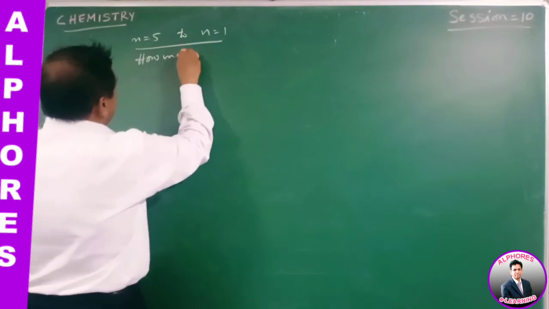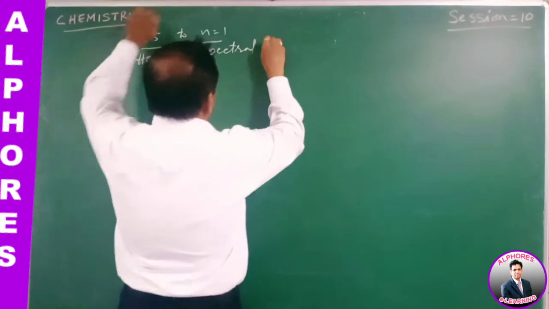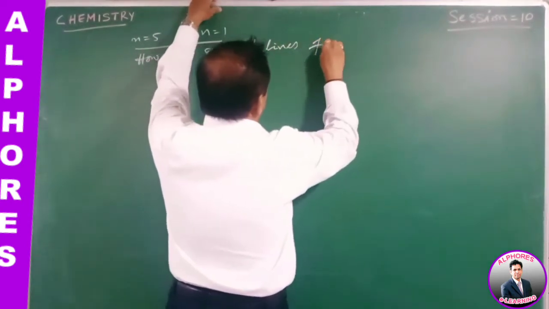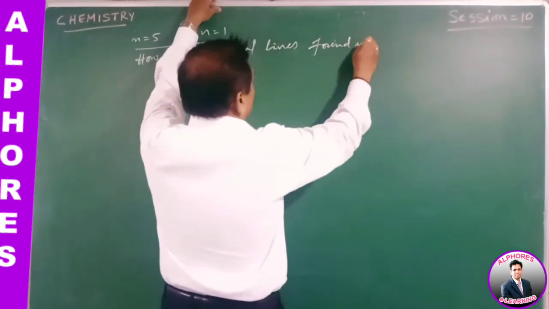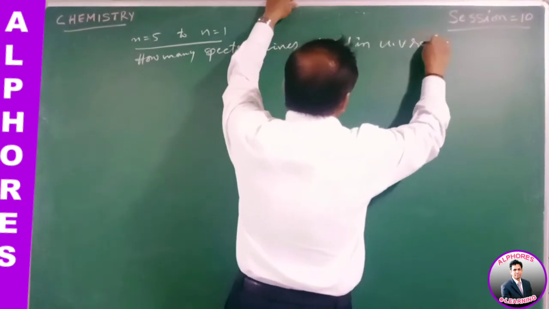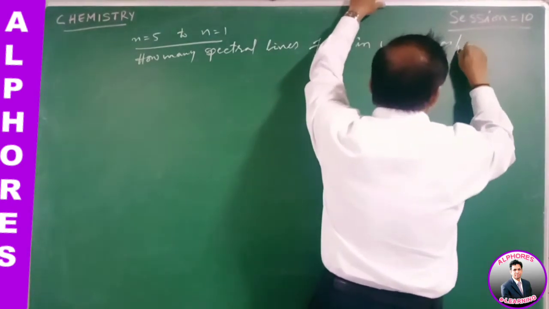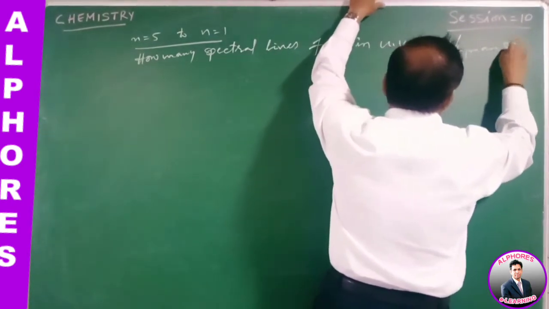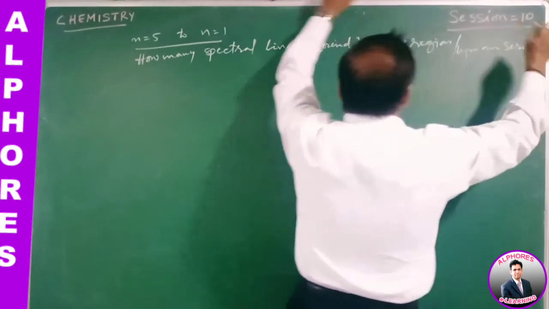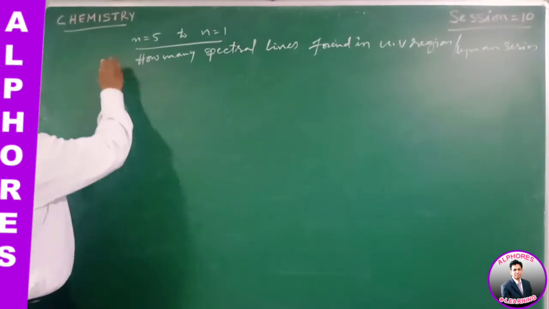How many spectral lines are found in UV region? Or you can expect the question like this, or instead of this we can say Lyman series. You can also expect like this. Okay, so this is the question.